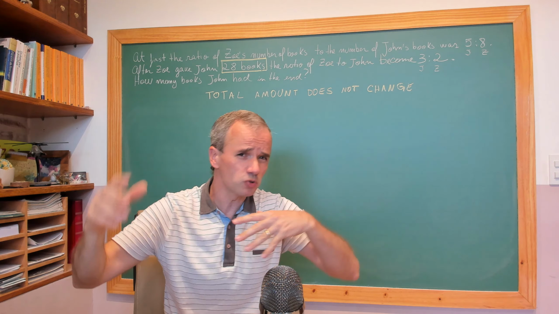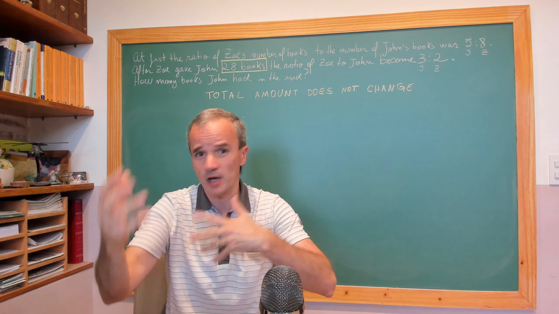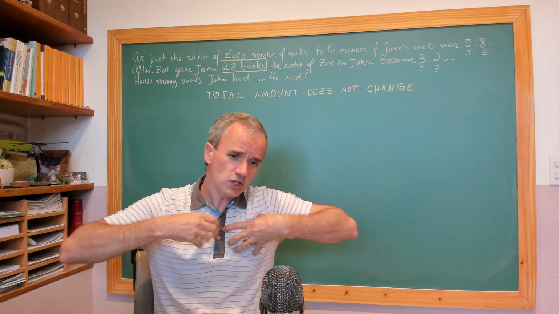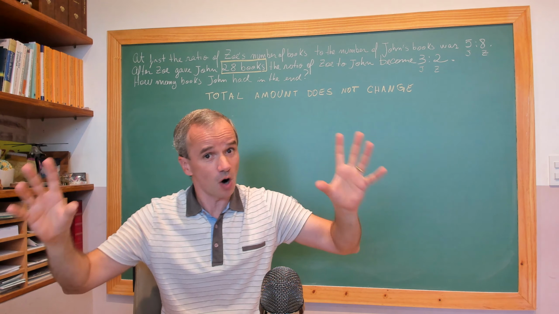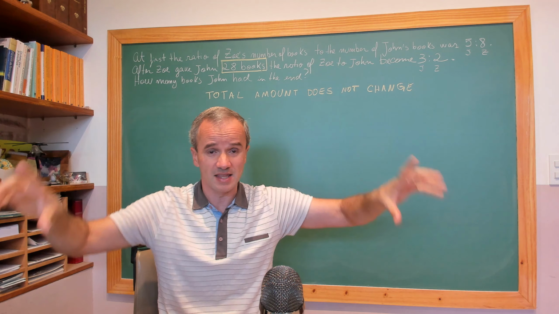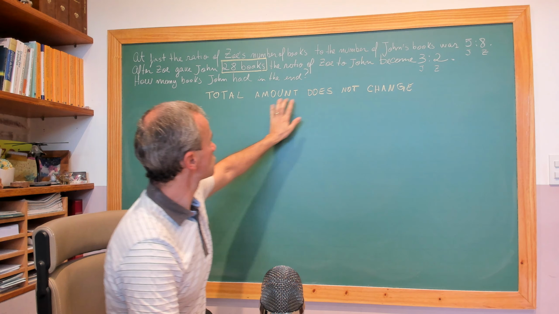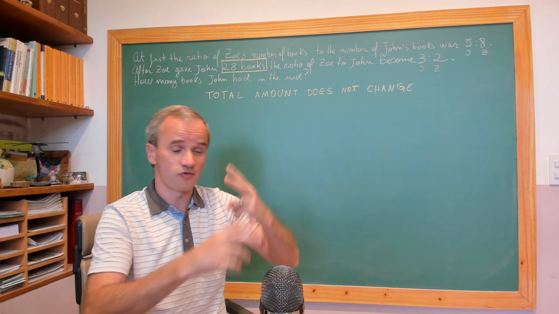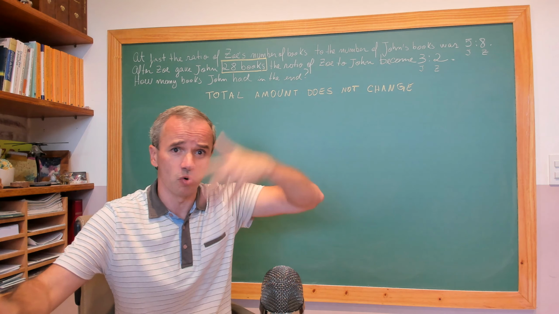But on this problem, I'm going to talk about books. We have John and Zoe, and they are going to exchange books. Initially, they have some amounts. One is going to give books to the other, so the ratio is going to change. But overall, the books that they both have remains the same. So the total does not change. The total number of books that those two friends have is not going to change, but one is going to give books to the other.